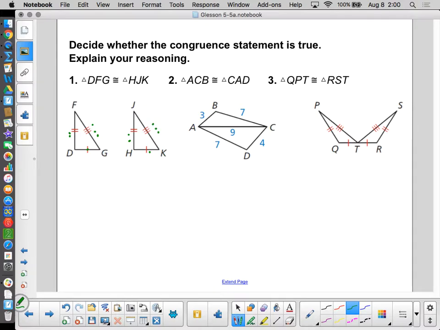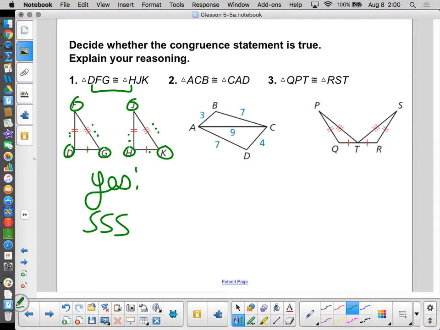Is it in the correct order? Does D go with H? Yep. Does F go with J? Yep. And G goes with K? Yep. So that one, yes, we are good to go. And it's side, side, side.